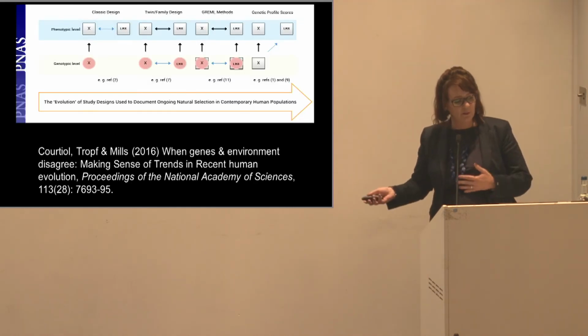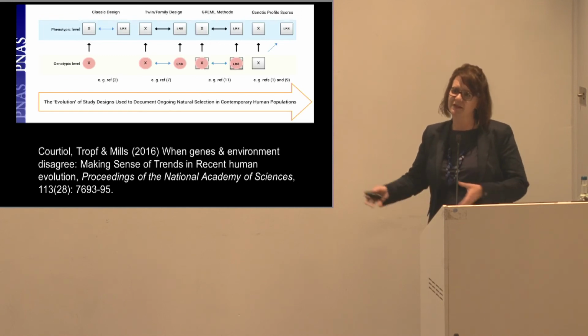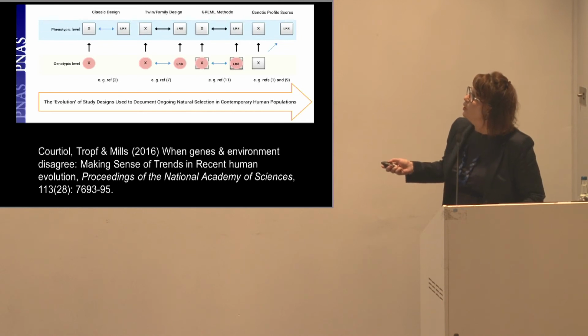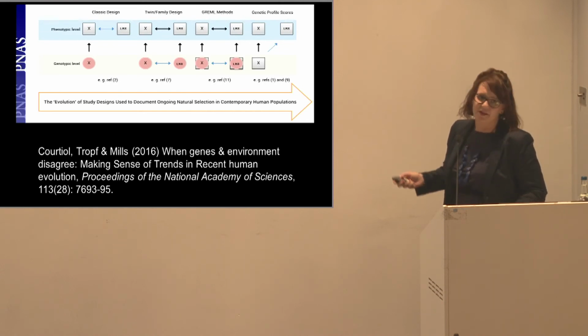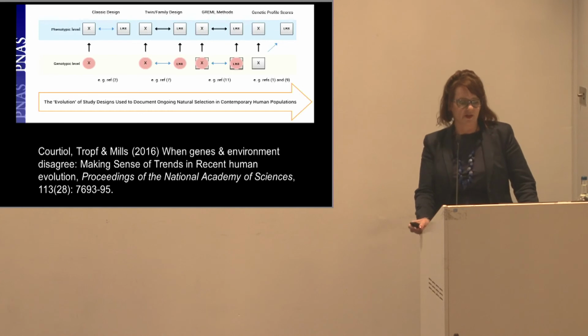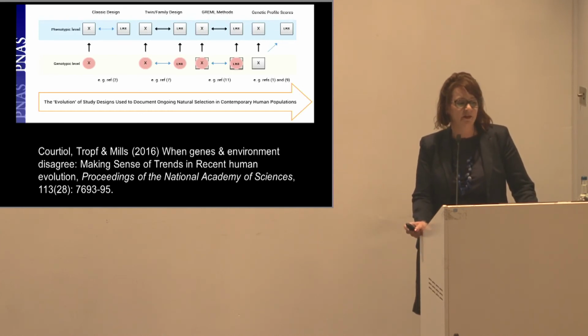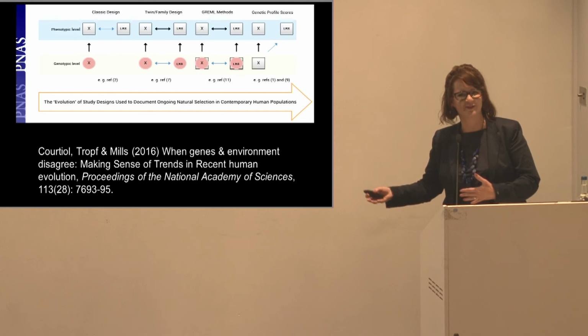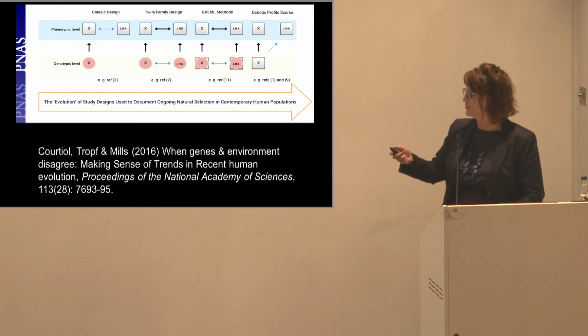If you're interested in some of the designs, we summarize them in a PNAS article last year, where we talk about these different designs, and James talked about them as well. You can see how we went from the classic design, looking at twins and families and GCTA and GREML models, to genetic profile scores. That's the journey that I've taken, and I will walk you through it now on some different topics.